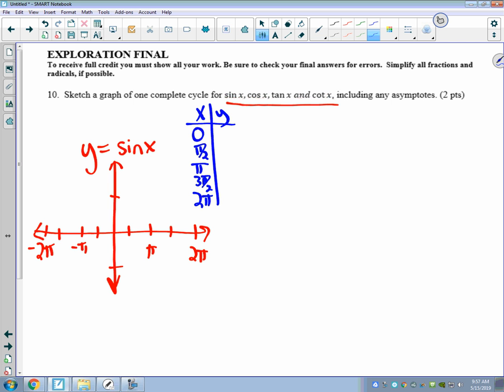If you remember that sine is the y coordinate on the unit circle, you just go around the unit circle. At 0, the y value is 0. At pi halves, it's 1. Then it goes back to 0, down to negative 1, and back to 0. So sine starts at 0, it goes up to its high point, back to 0, down to its low point, back to 0. And I always say it's like 1 hump up, 1 hump down.